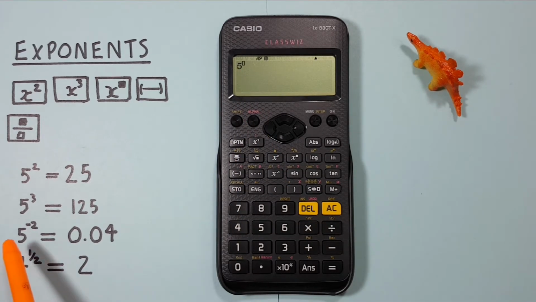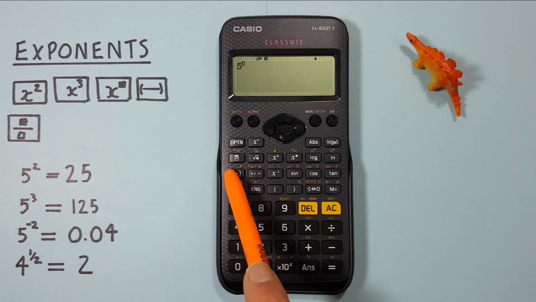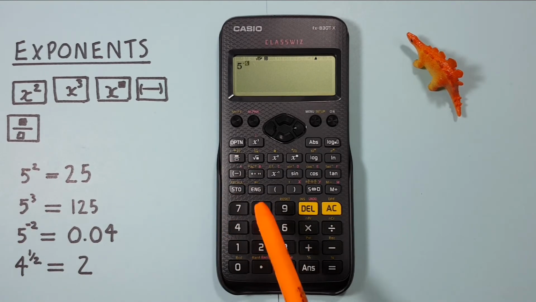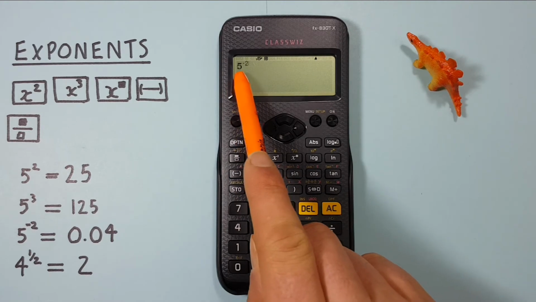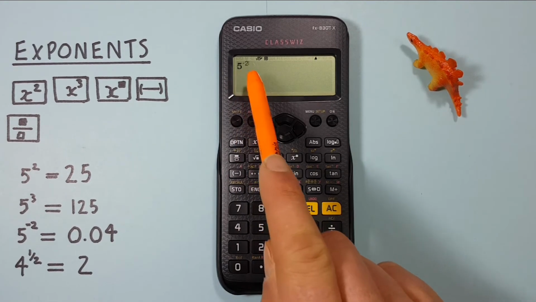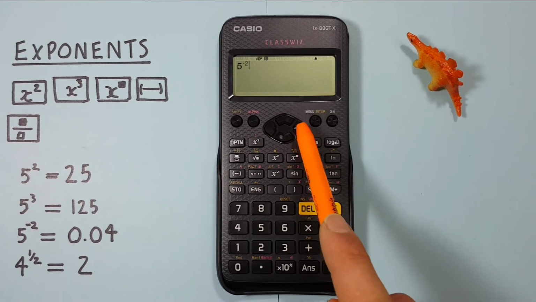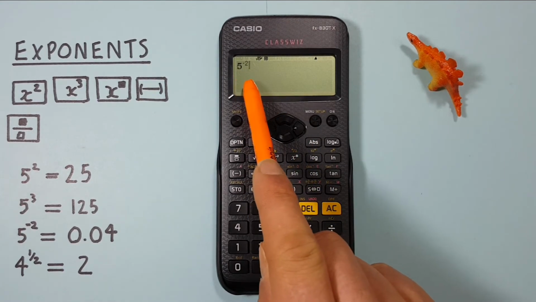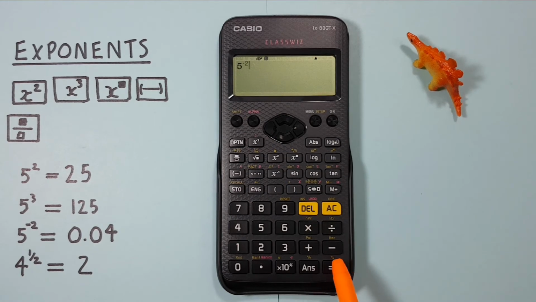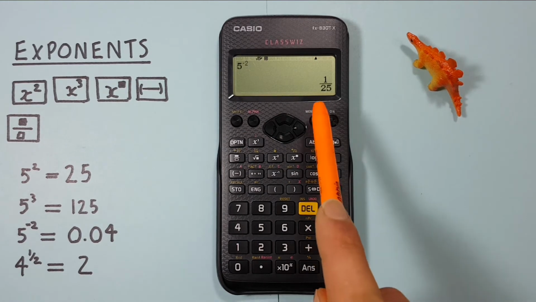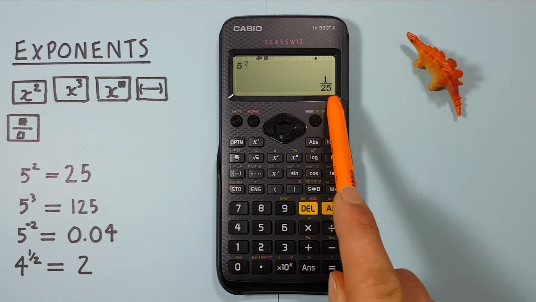For this example, our exponent is negative 2. So we start with the negative, and then 2. We now see we have an exponent of negative 2, and then we can move our cursor out of the exponent box with the right arrow key in case we need to enter other numbers. And we press equals, and we see we get a result of 1 over 25.